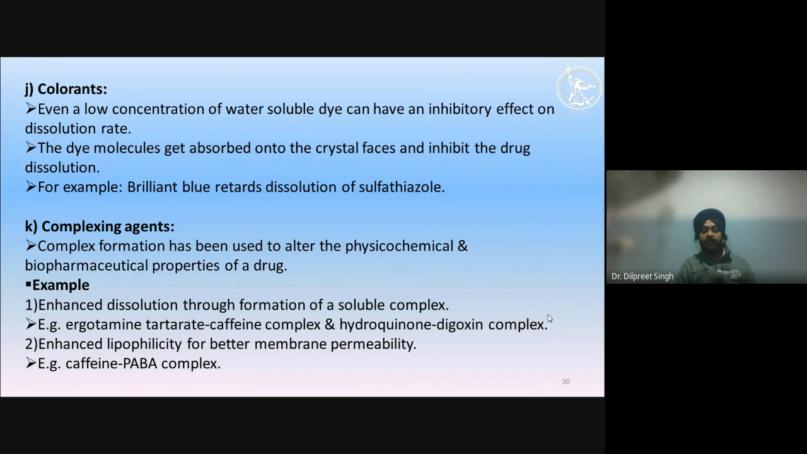The next category is complexing agents. Complex formation has also been used to alter the physicochemical and biopharmaceutical properties of a drug, for example enhanced dissolution through formation of a soluble complex. For example, ergotamine tartrate forms a complex with caffeine, and hydroquinone forms a complex with digoxin. It improves the lipophilicity for better membrane permeability. Another example is the caffeine PABA complex, which improves the solubility and bioavailability as compared to caffeine alone.